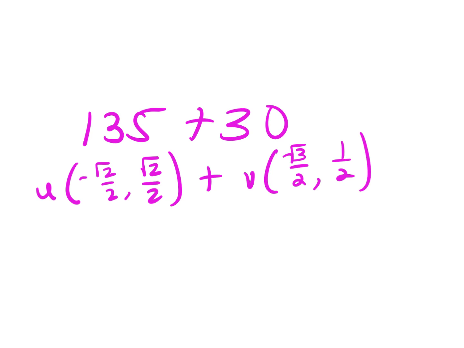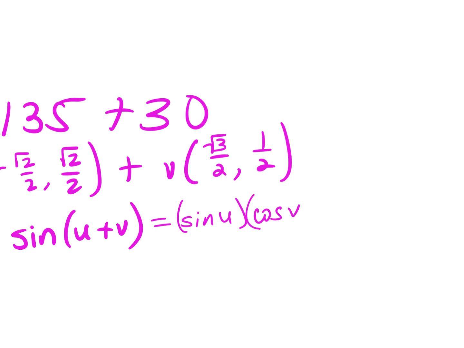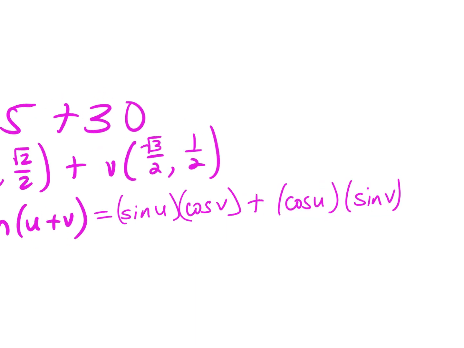So now go to your chart with your formulas. They want the sine. So we're doing sine of U plus V, correct? So what does the formula tell us to do? Read it to me. Sine of U times cosine of V, okay, plus cosine of U times the sine of V. Everybody with me? You guys with me?